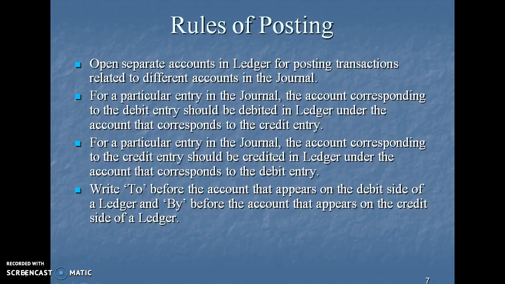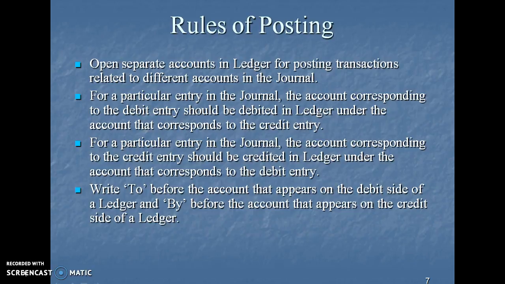The rules of posting. Open a separate account in the ledger for posting transactions related to different accounts in the journal. For a particular entry in the journal, the account corresponding to the debit entry should be debited in the ledger under the account that corresponds to the credit entry. For example, cash account debited to capital account. In the cash ledger, on the debit side, it will be to capital account.